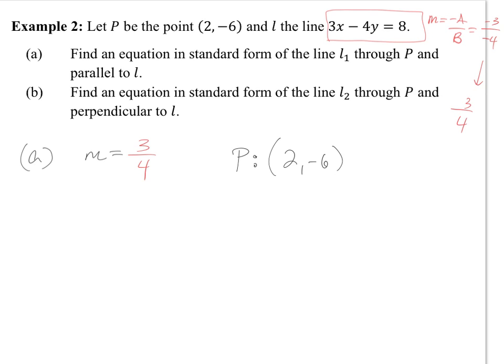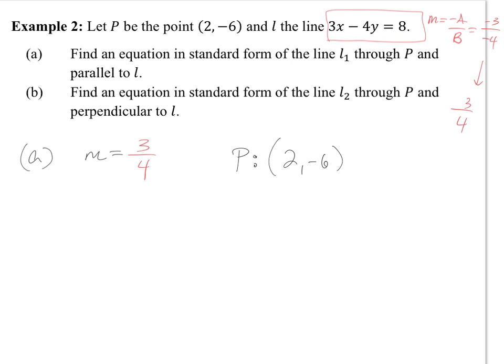So to be parallel to L, that's where the slope comes into play, m equals 3/4. If it's going through the point P, then (2, -6) needs to satisfy the equation because it goes through that point. So as a result, for part A, you've got a point, you've got a slope. Either you can go right into standard form, if you'd like to, which works, or you can use point slope.